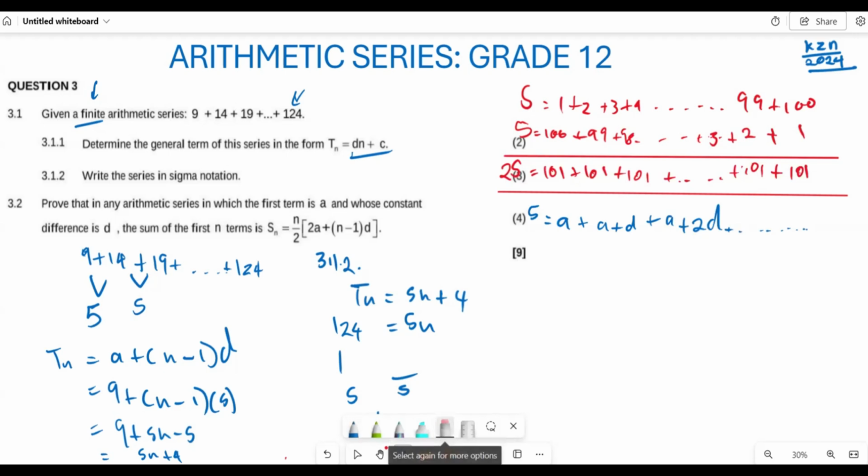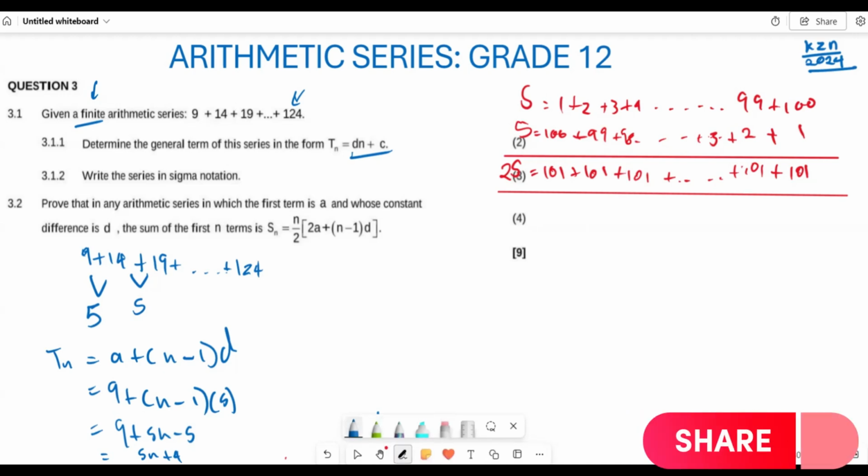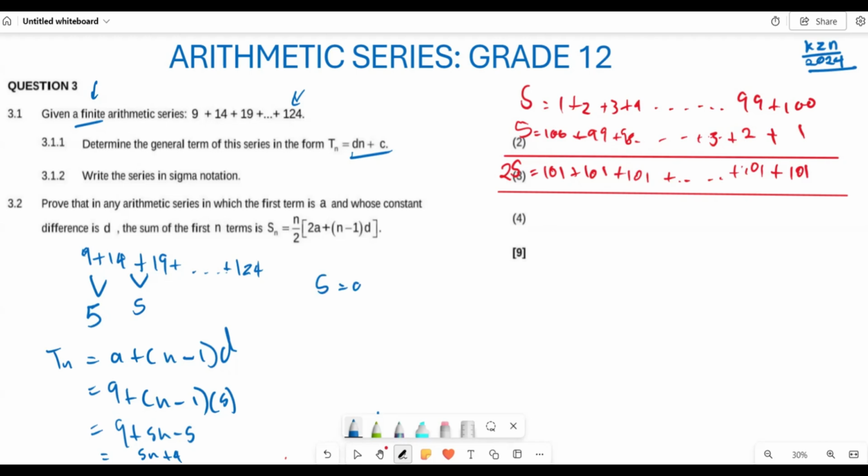Let me just remove this here so that I can write it in a much more spacious area. Now, I am saying that if I write my terms, I'm representing the first term, which we know is a. The second term is given by a plus d. The third term is given by a plus 2d. Continuing, I know that my last term is given by the Tn formula.